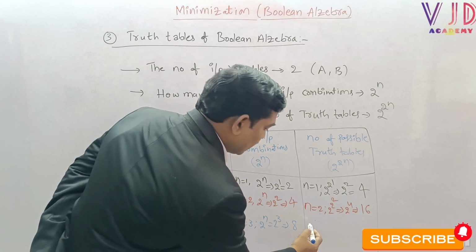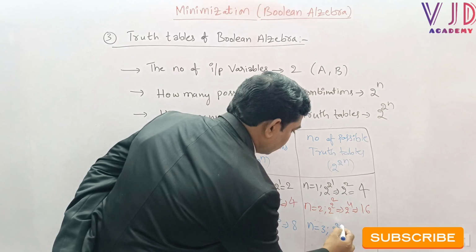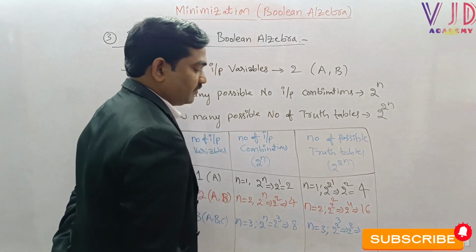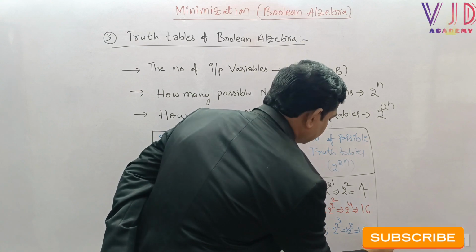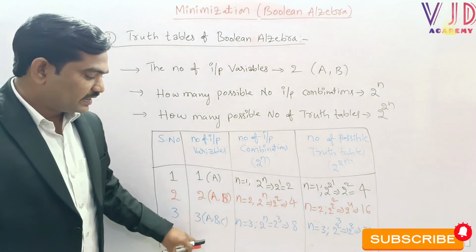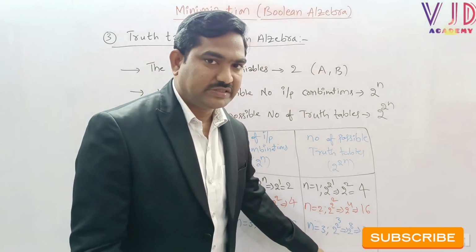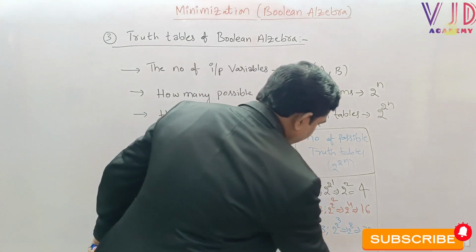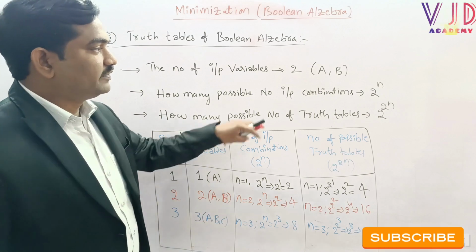Now let us try to understand how many truth tables are possible. Here n equals 3, and then 2 power 2 and then power 3, we can say 2 power 8, which is 256. Sir, if the number of input variables increases, the number of combinations will be 16, then 32, 64, 128 like that. This is the equation to understand the number of truth tables possible for the given input variables.